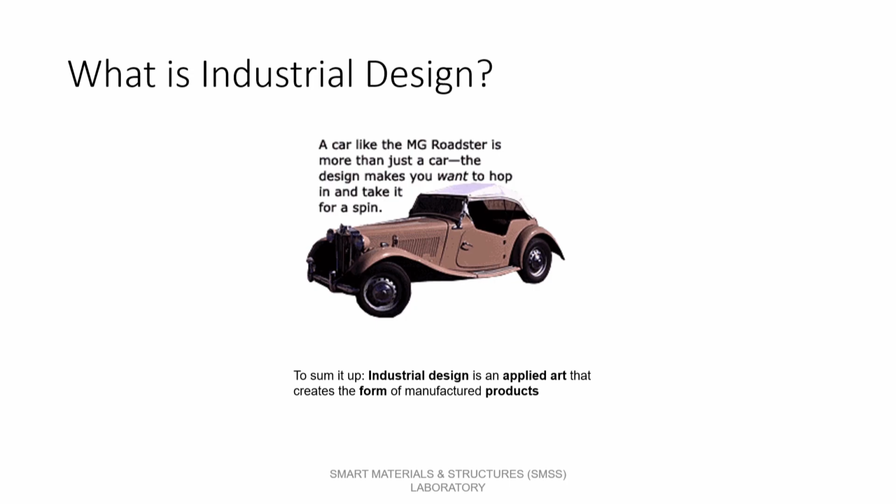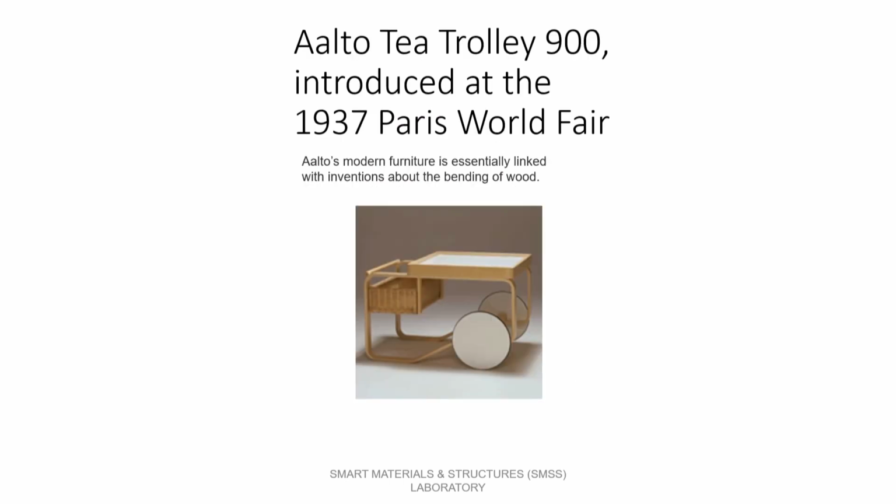So, that means industrial design is an applied art that creates the form of a manufactured product in a way that it becomes attractive to the customer. So, in this case, the function is not actually engineering or mechanical, but the function in this case is actually how to attract a customer. Same thing, you think of this very famous Alto trolley 900 series.